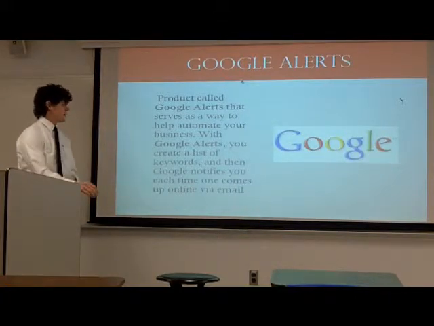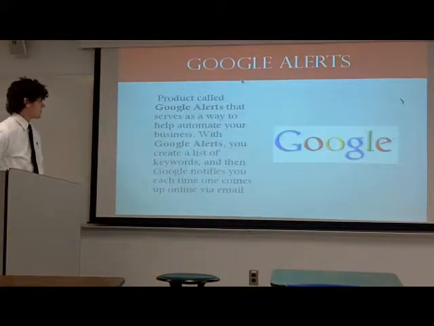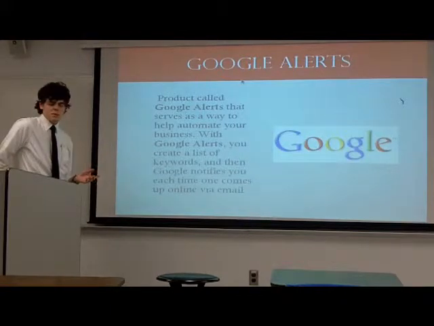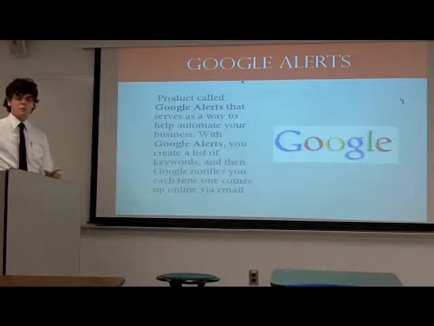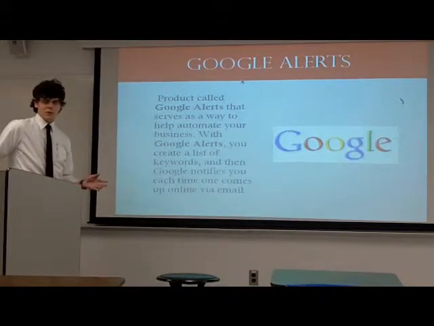Another tool is Google Alerts. You go to Google Alerts on Google, and it serves as a way to help you automate your business by typing in a keyword that you want to have found on Google. Let's say we wanted to have dorm room to boardroom. So we type that into Google Alerts, and it notifies you each time that particular phrase or keyword comes up on Google, and it'll send you an email automatically.